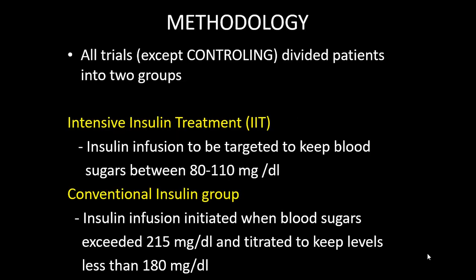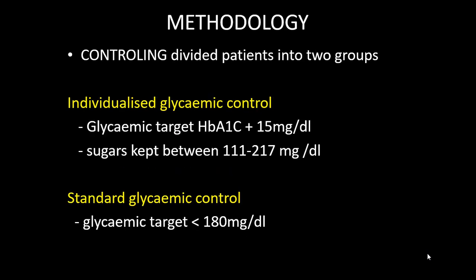So all trials except the latest trial, which is the CONTROLLING trial, divided patients into 2 groups. IIT, which is the intensive insulin therapy, where the target was very narrow. You have to keep your blood sugar between 80 to 110, and in the conventional group, if your blood sugar crossed 215, you started your insulin therapy, and the target was to keep them around 180.